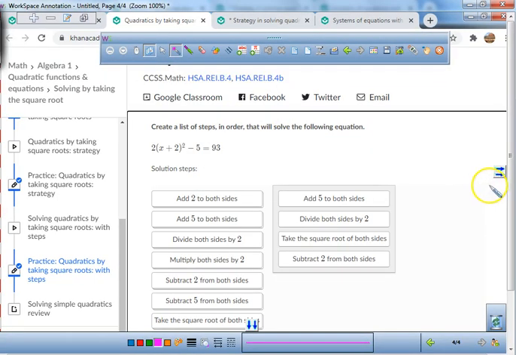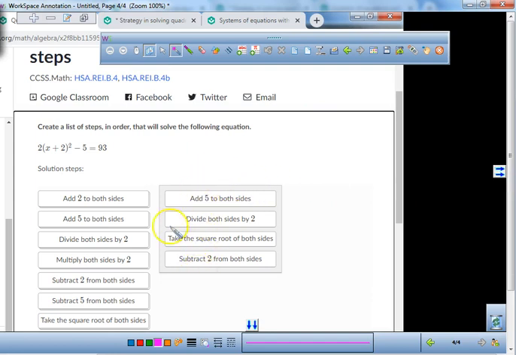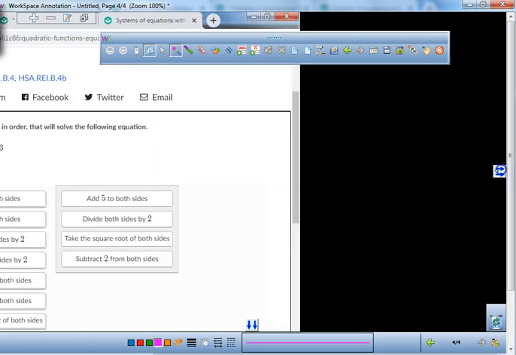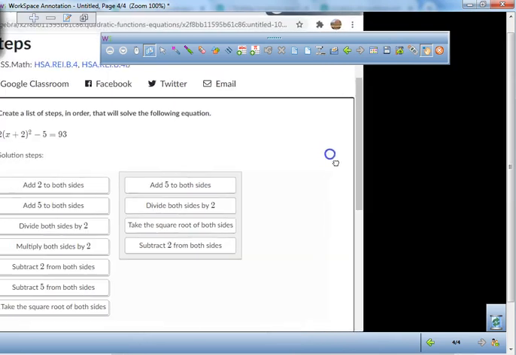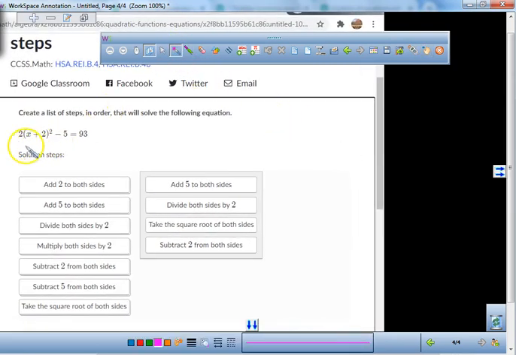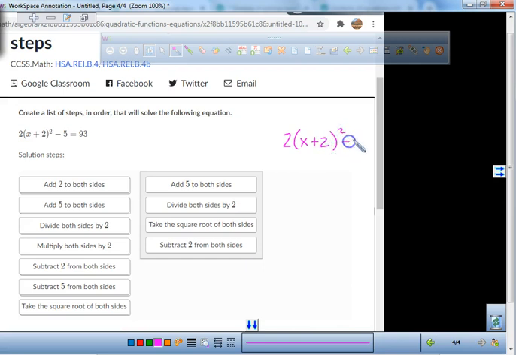So right now, I'm going to show you these steps that go with this problem. For students who are watching the video, it's going to be very easy. I'm going to rewrite my problem right over here: 2 parentheses x plus 2 close parentheses squared minus 5 equals 93. What did we say step number 1 was? Add 5 to both sides.